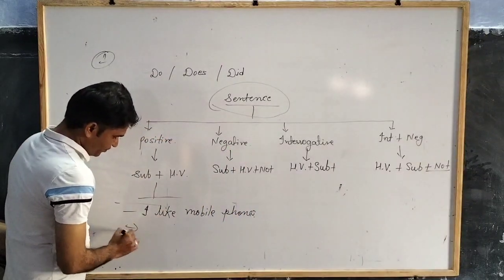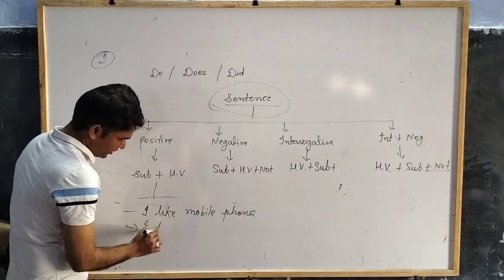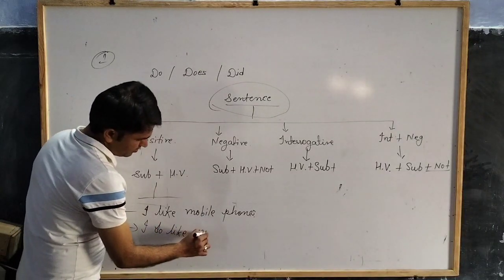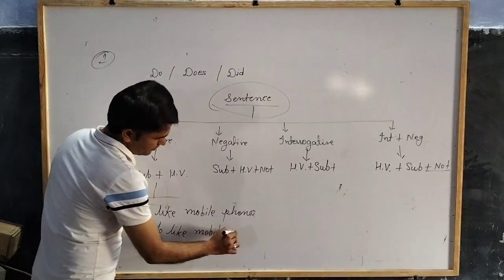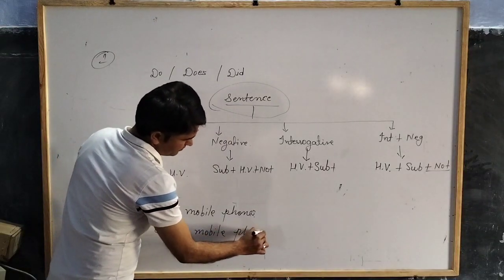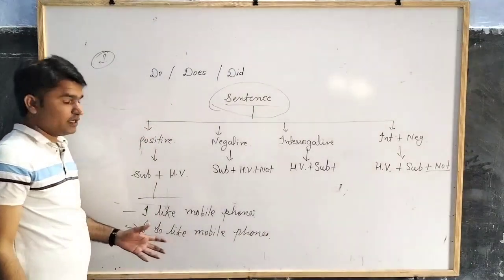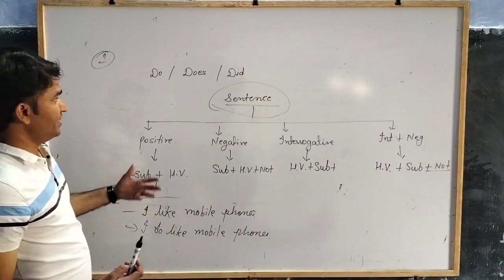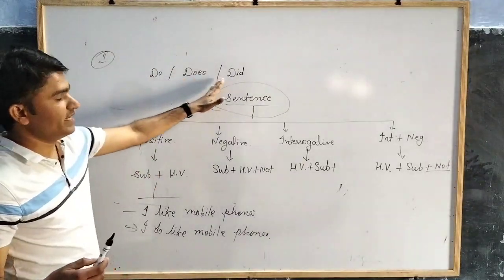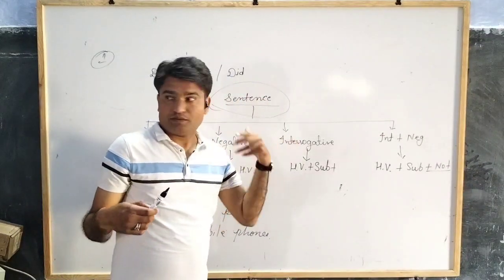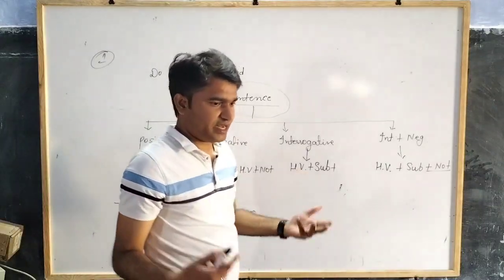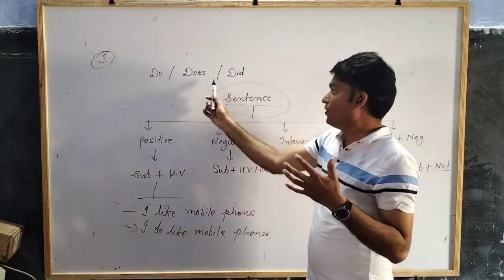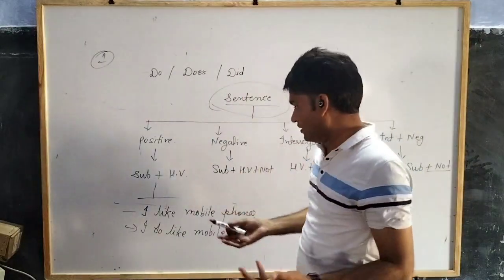But if you write this sentence like this, I do like mobile phones, it is also correct. That is the thing I wanted to tell you: in positive sentences only, with do, does, and did. If you want to write them in positive sentences, you can write them. If you don't want to write these three helping verbs in positive sentences, there is no need to write them.